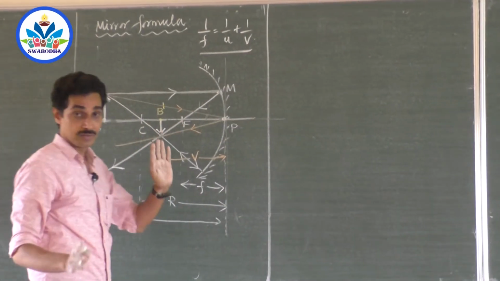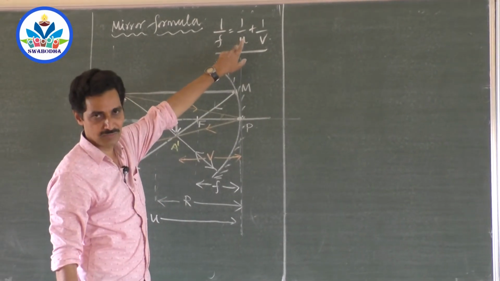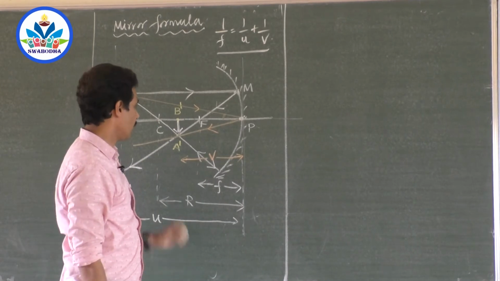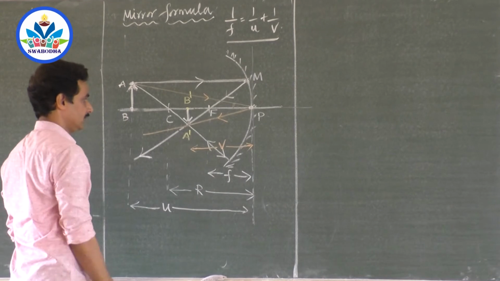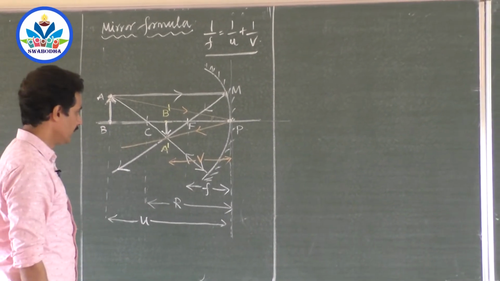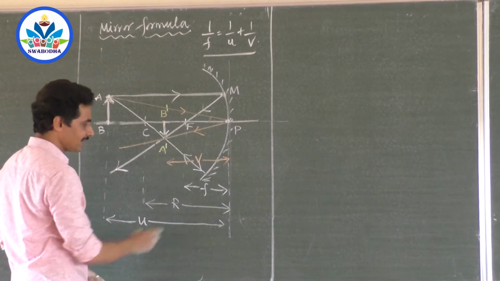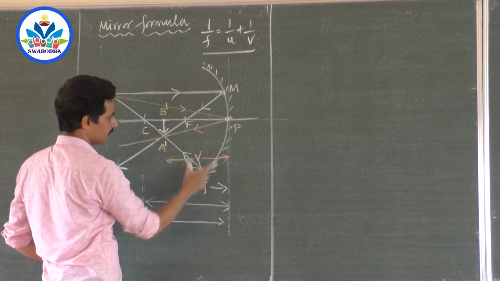Now, don't forget that we have started a derivation where we want this one at the end. How to do that? If you want to get F, U, V, R and everything, you have to take the triangles here. Go in search of the triangle. Sir, where does F come? F comes here. Now, do you get any triangle where F comes?